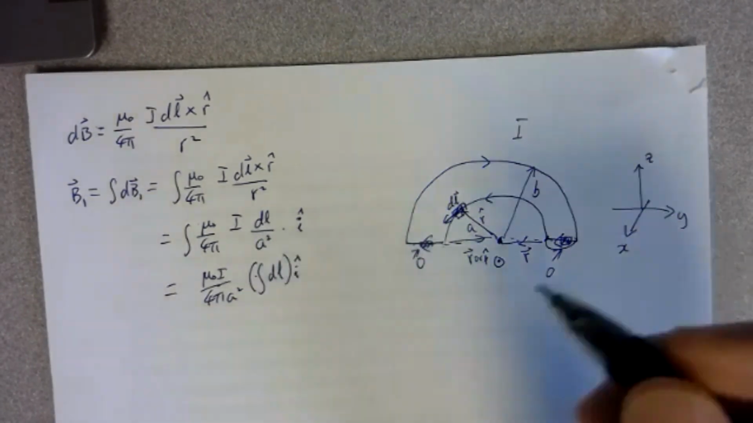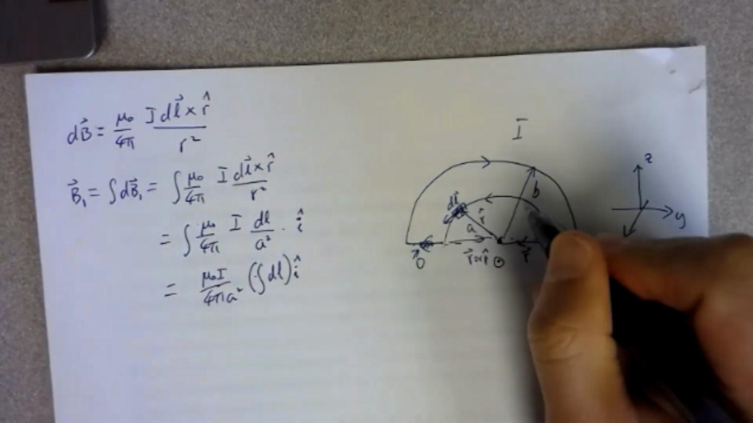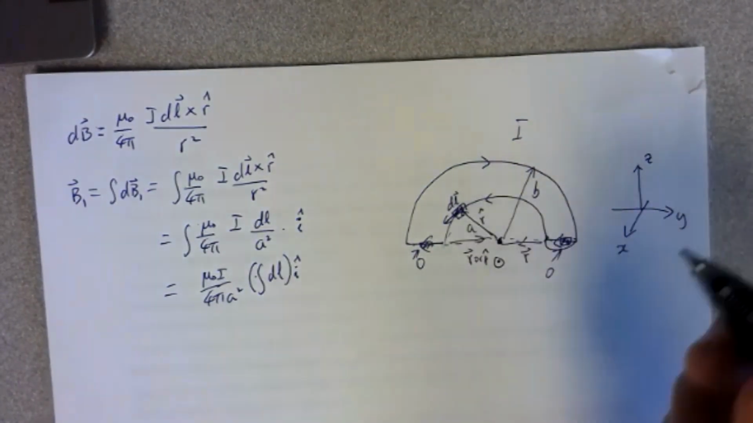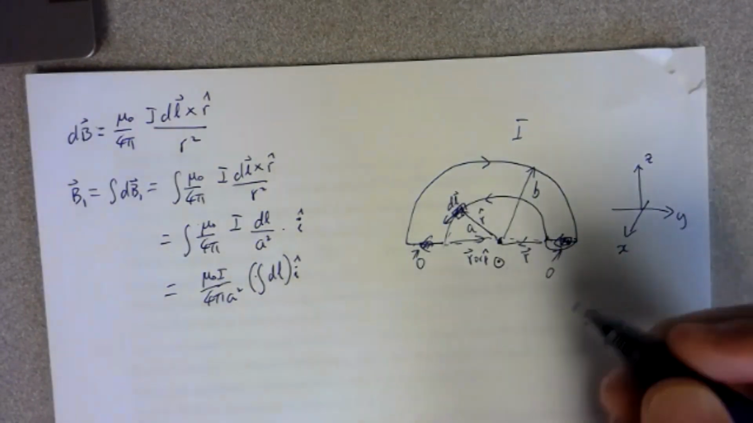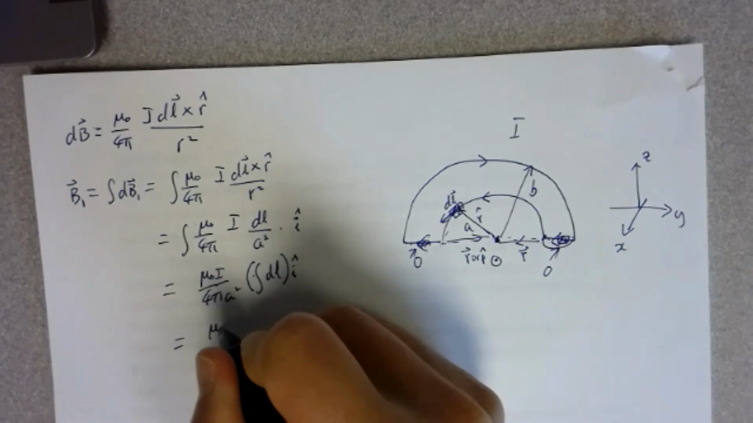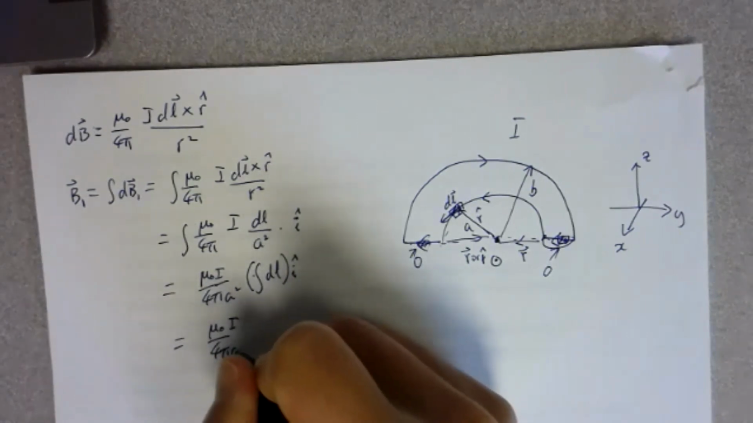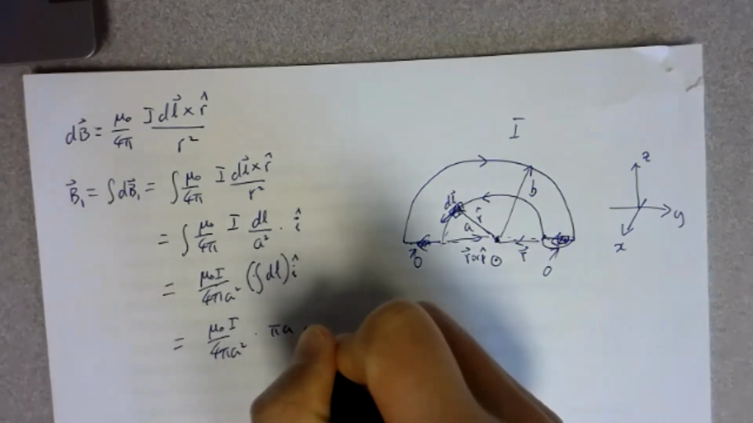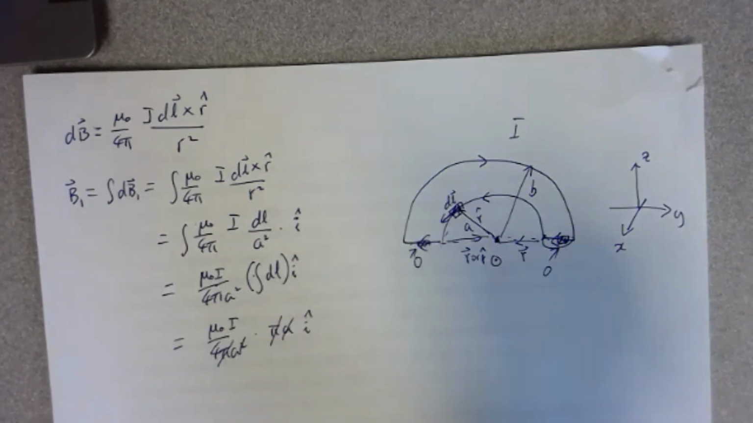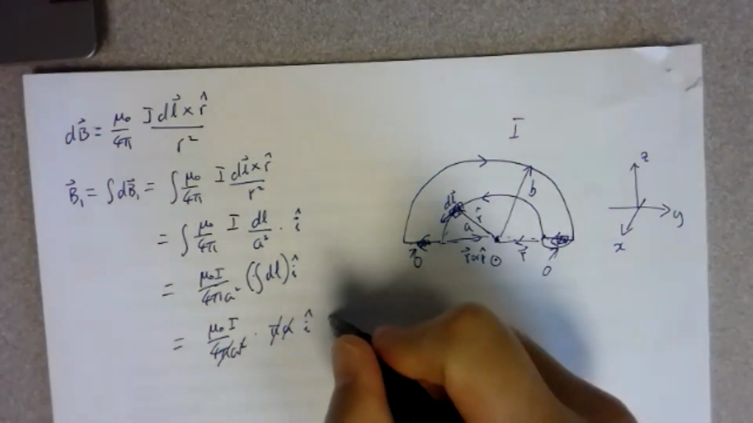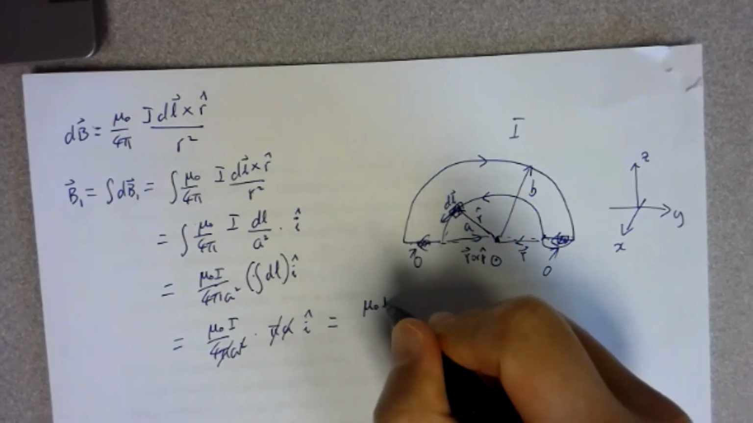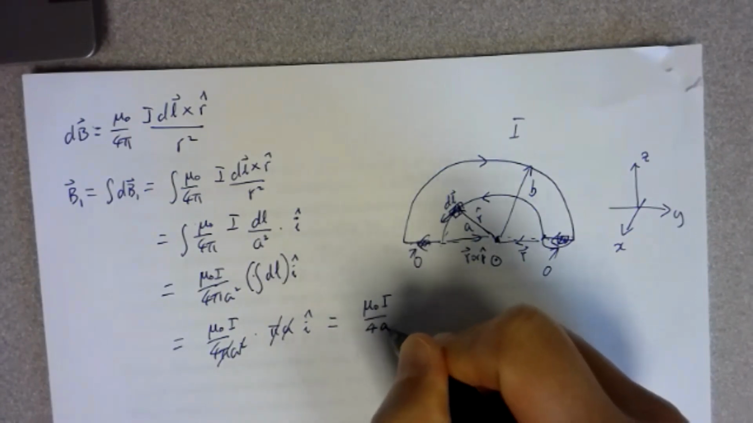The integration of dl for the semicircle gives you the arc length, so pi times a. For a full circle it is 2 pi a, so for this it will be pi times a. So this will be mu naught I over 4 pi a squared times pi a in the I direction. Pi and pi cancel, and a and this a cancel. So B1 is going to be mu naught I over 4a in the I direction.